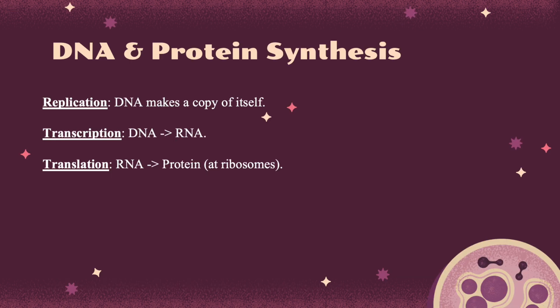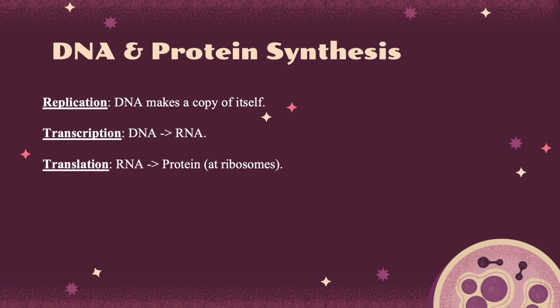First, DNA and protein synthesis. DNA replication ensures each new cell receives an identical copy of genetic information. During replication, the double helix unwinds, and then enzymes like DNA polymerase add complementary nucleotides to each strand of DNA. This process is essential during cell division.